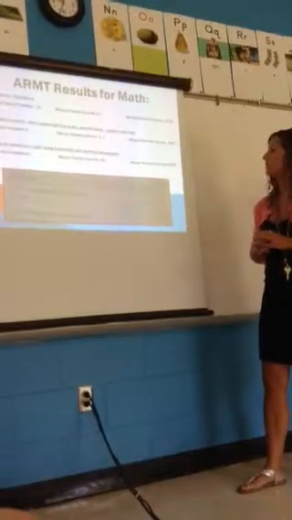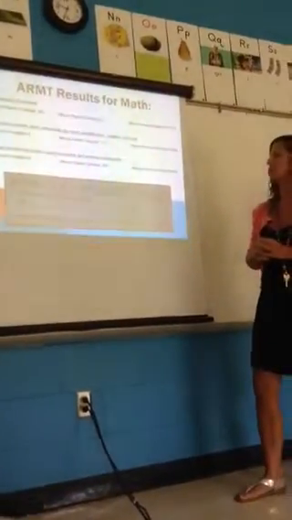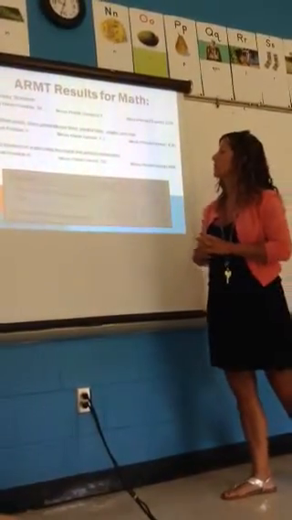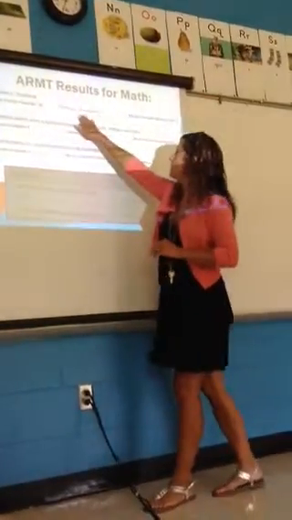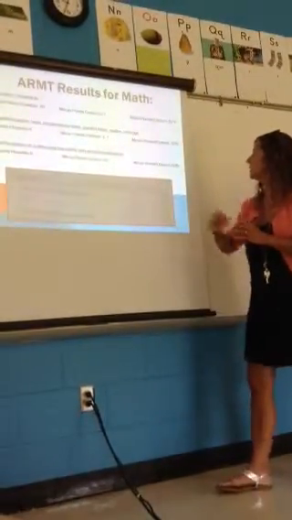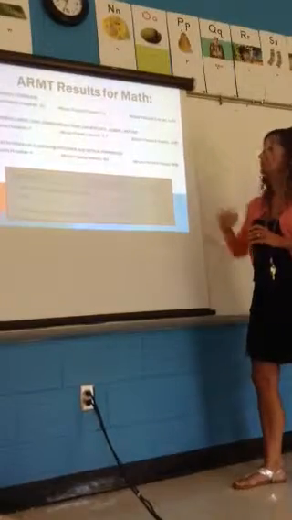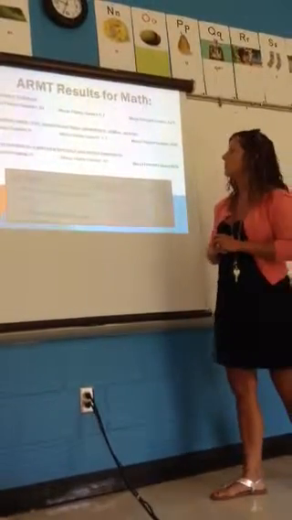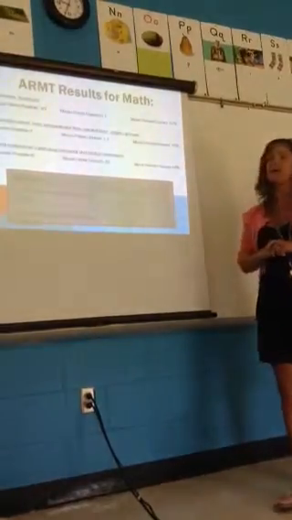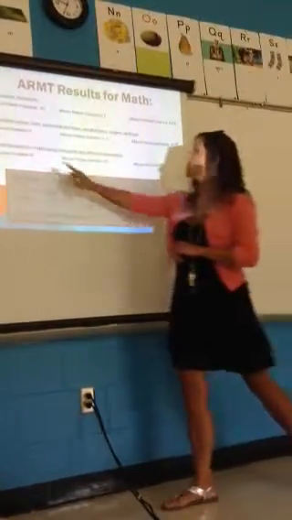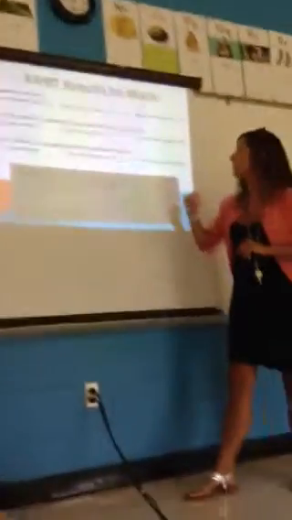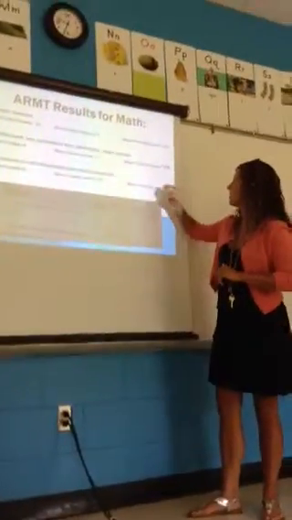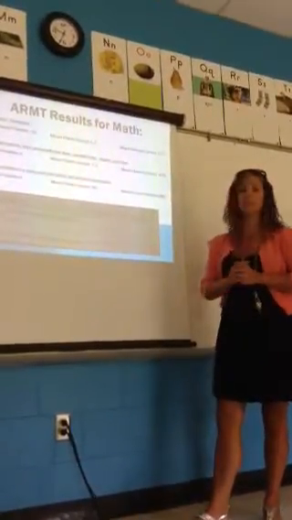The ART results for math, our geometry standards. The total points possible were 10. Mean points correct were 5.7. Mean percent correct was 57%. Identifies points, lines, perpendicular lines, parallel lines, angles, and rays. Our points possible were 4. Our mean points correct were 17, and our mean percent correct was 43%.